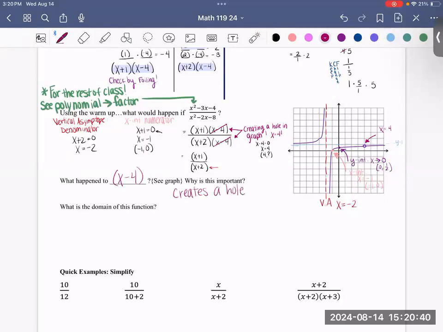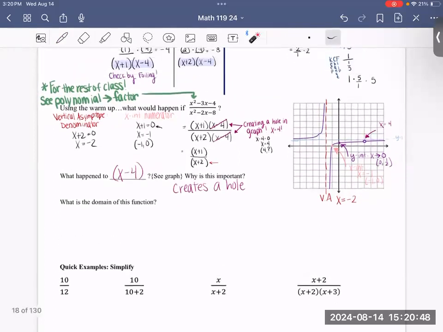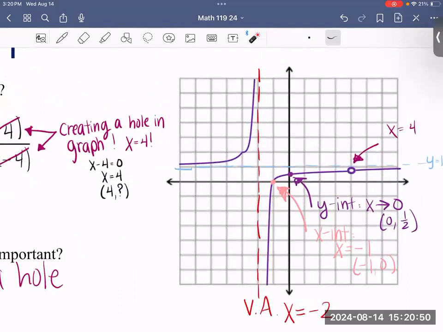Now, why is this important? Other than creating a hole, it actually messes up your domain, because next I am going to ask you what your domain is. Based on this graph, can you come up with an appropriate domain? Keep in mind, with this vertical asymptote at x equals -2, we are not able to cross. That's why your graph does weird things.